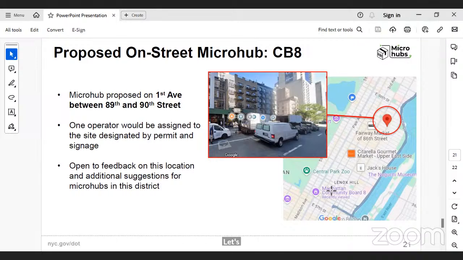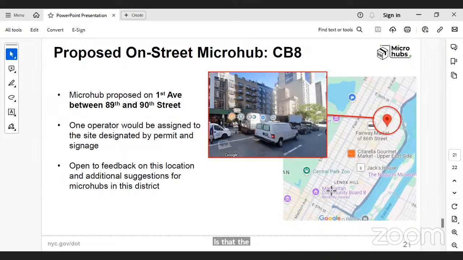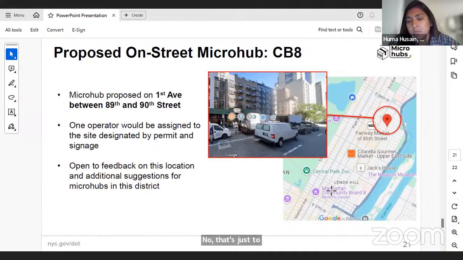Yes, Lo Vandervalk speaking on behalf of Carnegie Hill Neighbors. Question on the site being proposed at First Avenue between 88th and 90th. How far is the radius? Is the radius the red circle? No, that's just to highlight where it is. The radius would be determined by who we designate to be in this space, which we're not even there yet. But if the company decides to use a hand cart, their radius is going to be smaller than if they decide to use a cargo bike. So that would make the difference.